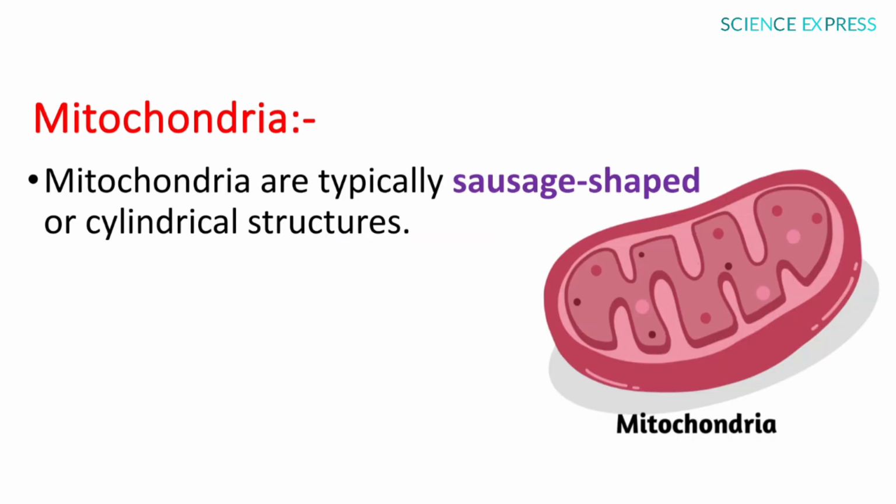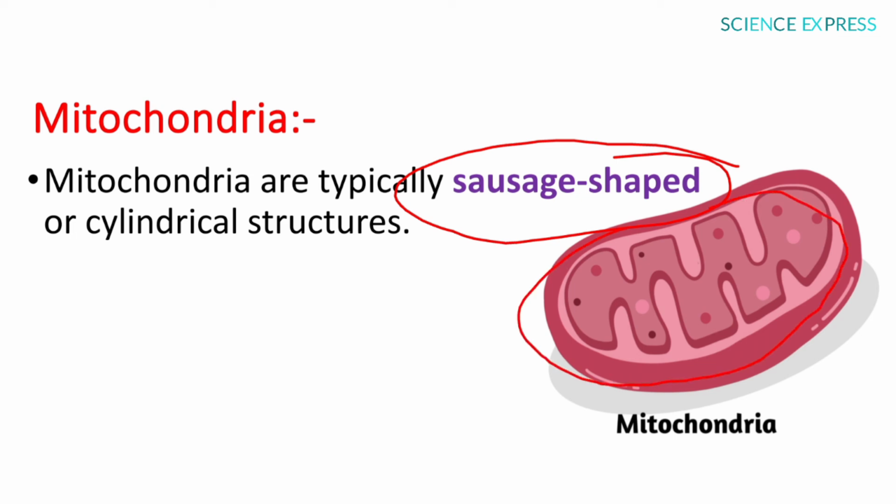Next cell organelle is the mitochondria. It looks like a sausage shaped structure. Mitochondria is a double membrane structure. Here we can see that the outer membrane and inner membrane is folded to form finger-like structures that are called cristae. And the middle portion is called the mitochondrial matrix, where several enzymes are present.